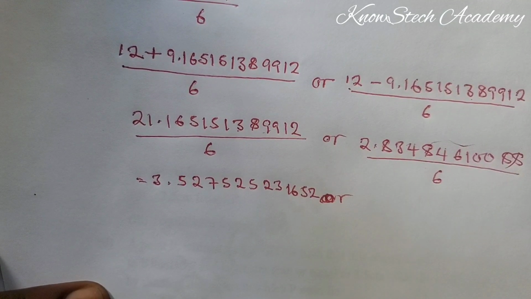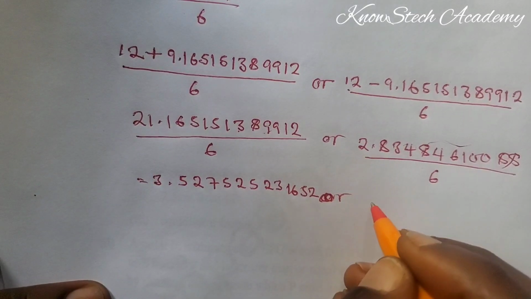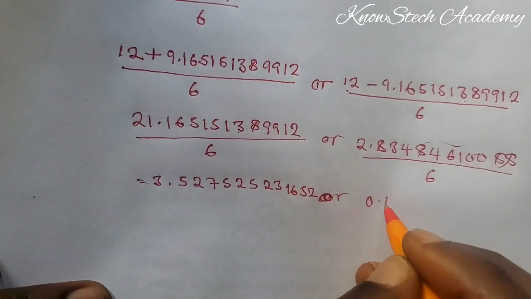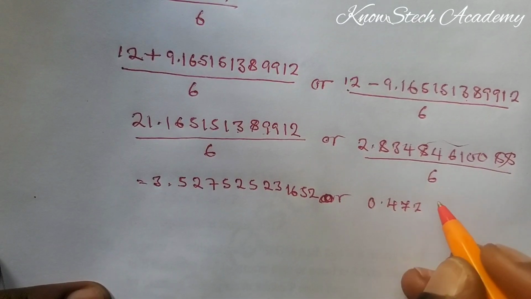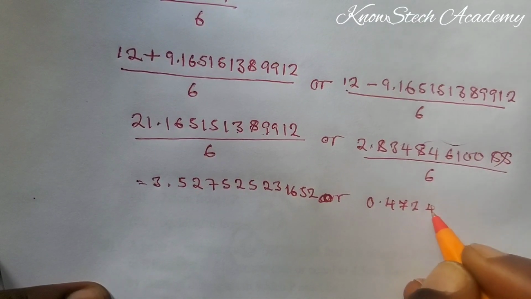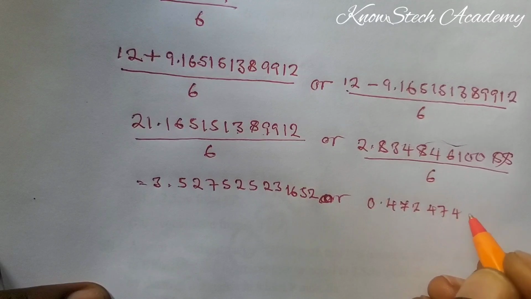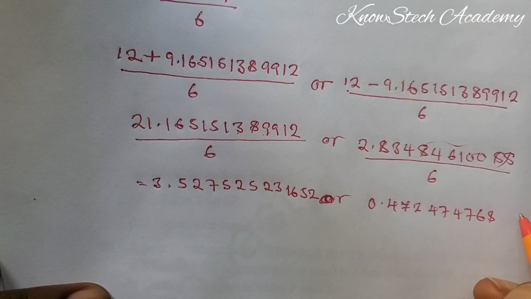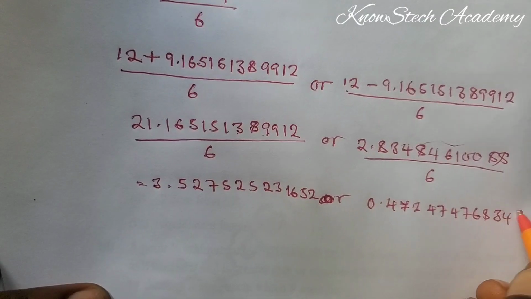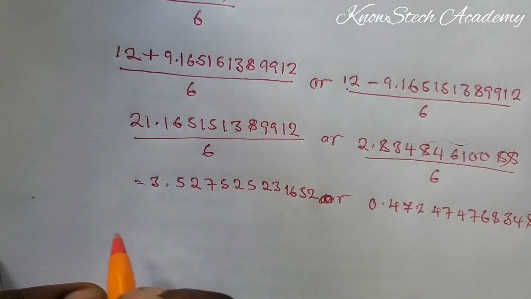And when you divide there, what are we having? We are having 0.47, 0.4768348. Now remember the instructions here.